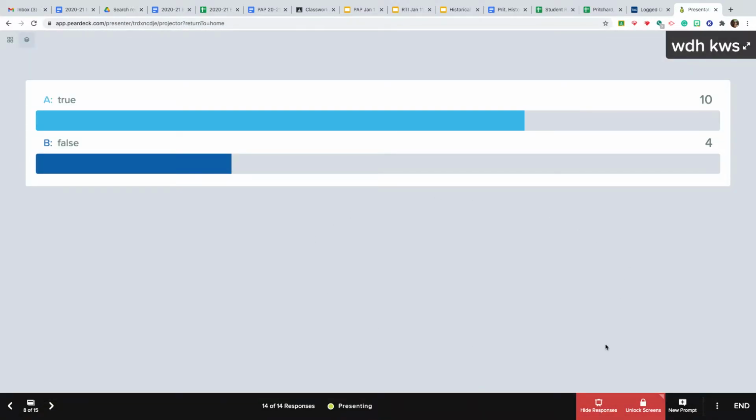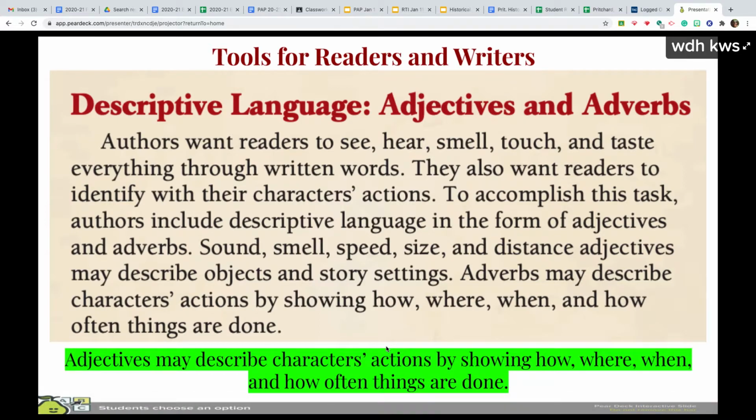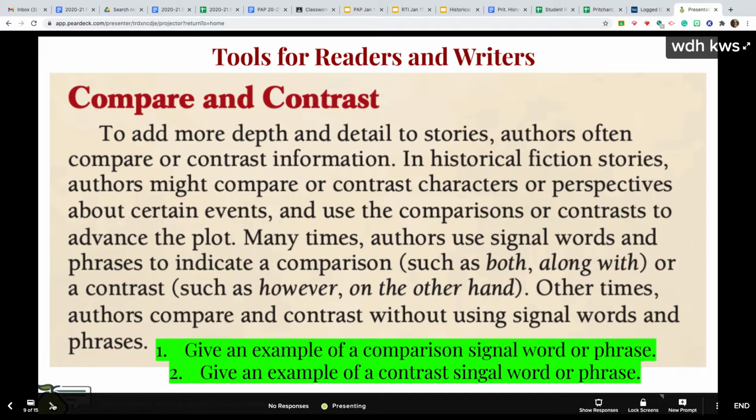Okay, 4 of you got this correct. It is false. Okay, right here, the last sentence says, adverbs may describe characters' actions by showing how, where, when, and how often. So if it said adverbs instead of adjectives, it would have been true, but it did not, so it's false.